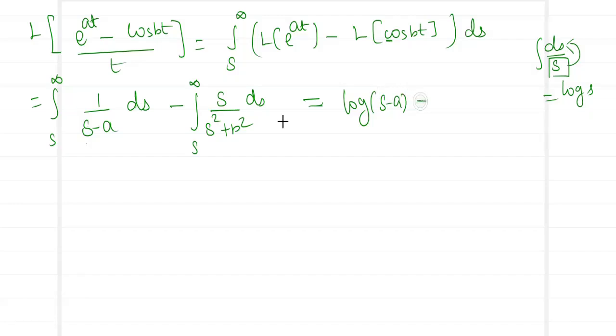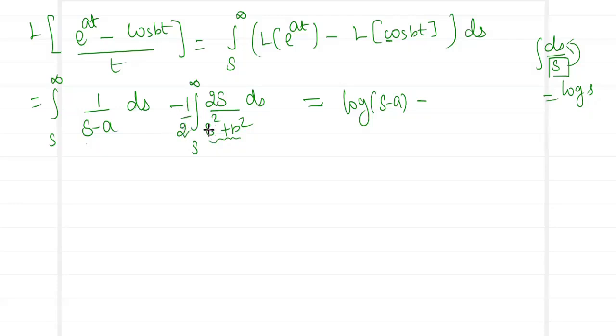Second quantity is nothing but differentiation of the denominator. What is the differentiation of the denominator with respect to s? S square on differentiation gives you 2s. There is an s, but what is missing is 2. So let me balance it by multiplying and dividing by 2.